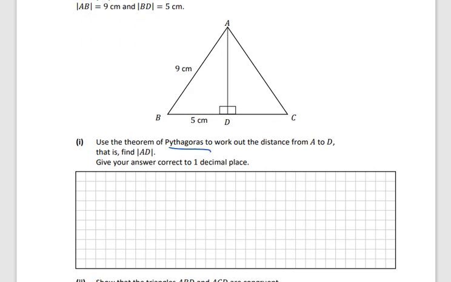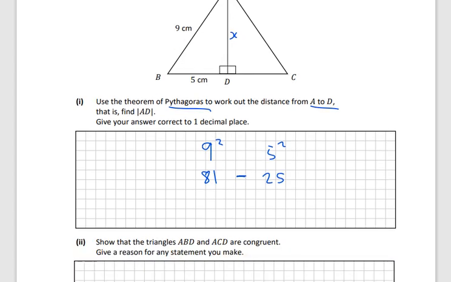Use the theorem of Pythagoras. It tells us to use Pythagoras to work out AD. I'd put a little X there at AD just so we know what you're working out. And then you're going to do 9 squared and 5 squared. 9 squared is 81. 5 squared is 25. Because it's one of the short sides that we're looking for, we subtract.